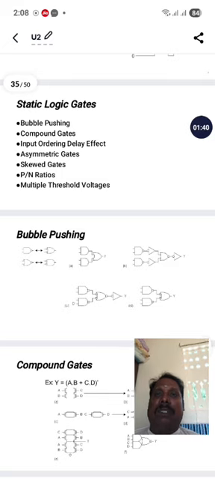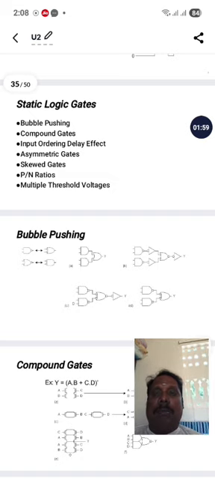I'll be starting with the subtopics that are given under the static logic gates. The first one is bubble pushing, followed by compound gates, input ordering delay effect, asymmetric gates, skewed gates, PN ratios, and multiple threshold voltages. These are the subtopics given under the static logic gates.